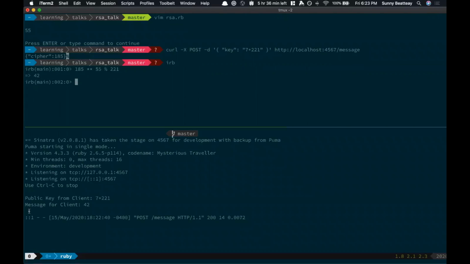So I have my server running right here. You see, it got the public key from my client and a message for the client. It sent me message 42. So we were able to decrypt it, 42 being the answer to the universe, for those who don't know. And I can actually show you the server code right here. It's a very small server, running in Sinatra.